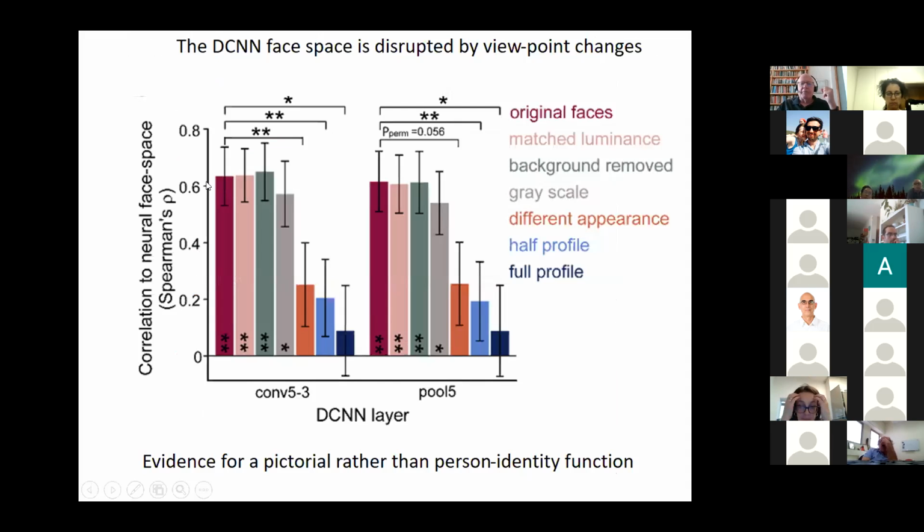The low-level manipulation didn't do anything to the correlation. These high-order layers do not care about the low-level features. But the manipulations of viewpoint that kept the identity but changed the appearance destroyed the correlation between the brain and the computer.